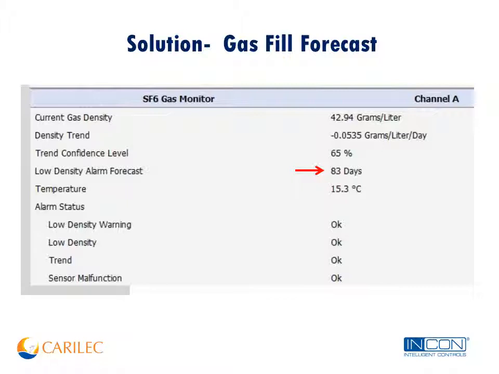So if we take a look at what's provided by the optimizer monitor, another way to look at this is you can direct maintenance for filling of leaking breakers. And you do this by looking at the gas fill forecast. And this is available right out of the monitor, which is right on the breaker. Here, this one is telling you you have 83 days to refill the breaker at the given leak rate before it goes into low gas lockout.